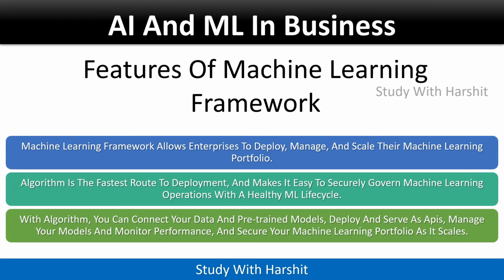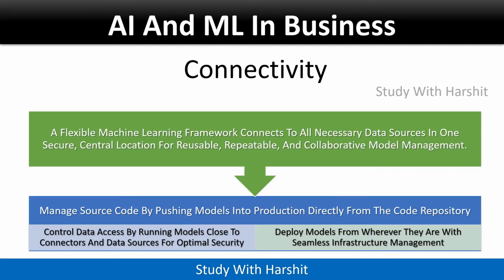Features of a machine learning framework. Machine learning frameworks allow enterprises to deploy, manage and scale their machine learning portfolio. Algorithmia is the fastest route to deployment and makes it easy to securely govern machine learning operations with a healthy machine learning lifecycle. With Algorithmia, you can connect your data and pre-trained models, deploy and serve models as APIs, manage your models and monitor performance, and secure your machine learning portfolio as it scales.